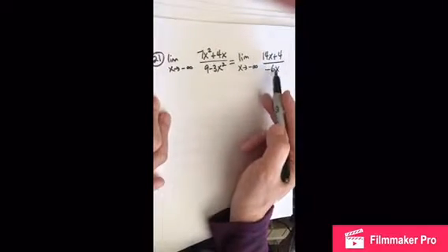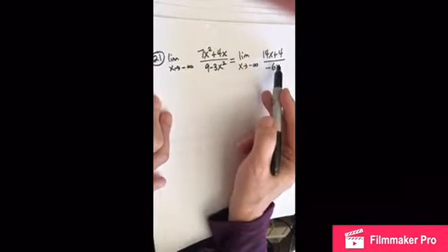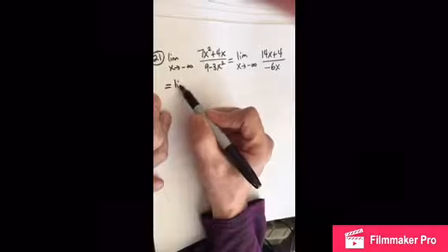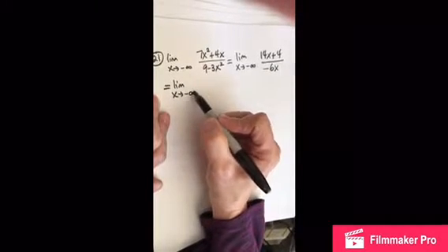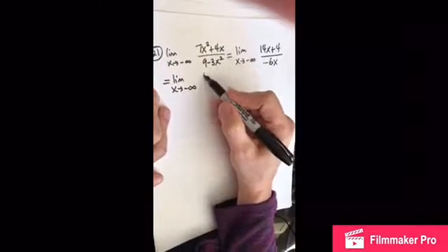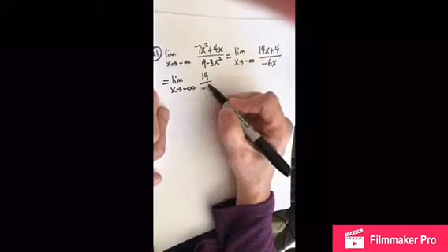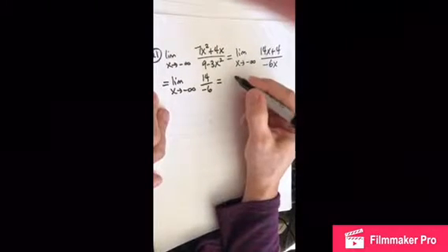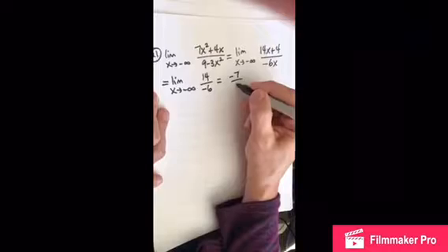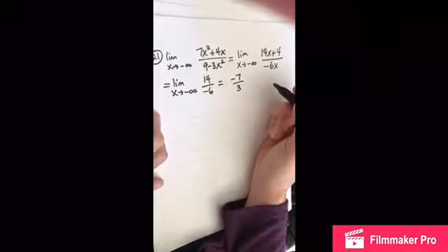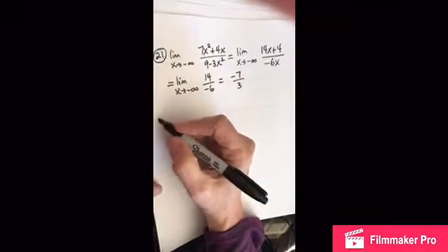But we notice that we get L'Hopital's rule requirements again. So we have to use L'Hopital's rule again. Derivative of the numerator is 14. Derivative of the denominator is negative 6. So your answer is negative 7 over 3 for that one. So you had to use L'Hopital's rule twice on that one.